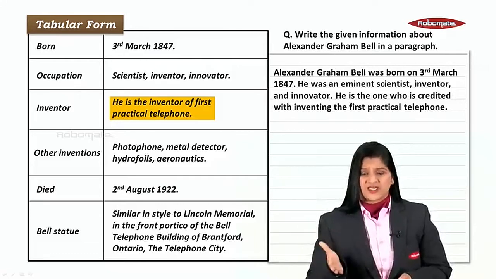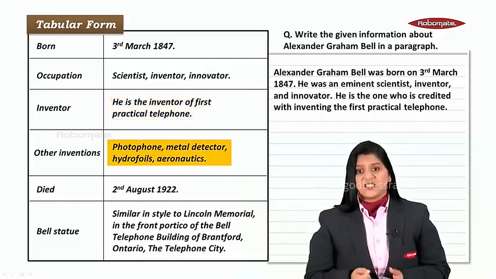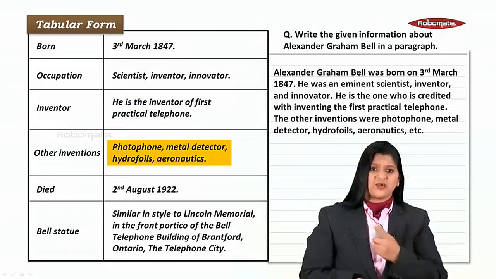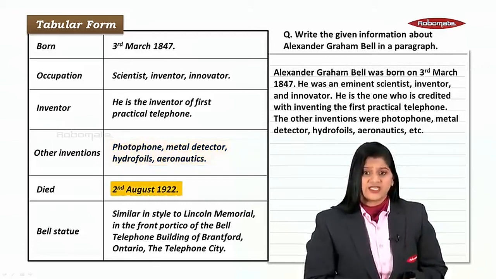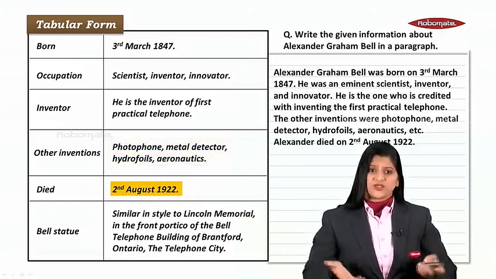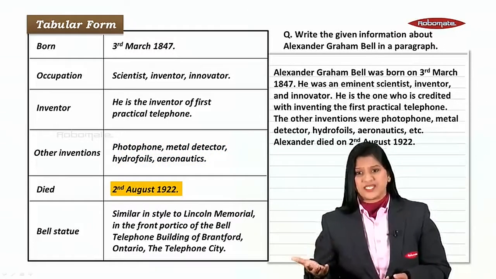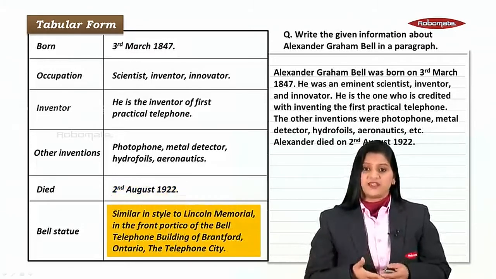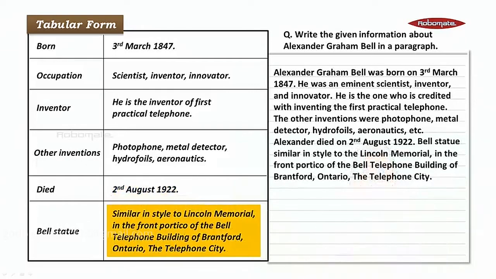So this is exactly what is given in the diagram. You're putting it in the form of a sentence. The next point is what are his other inventions. Just make a sentence about all of them. Then he died on 2nd August 1922. So that's what you're going to write. And in the last part, they've given information about a Bell statue. That is his statue. You're going to put this information in the paragraph. That's the last thing to do. That is Bell statue.